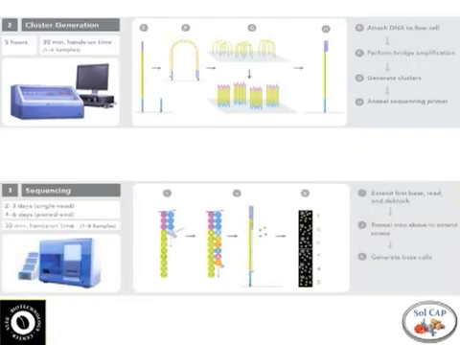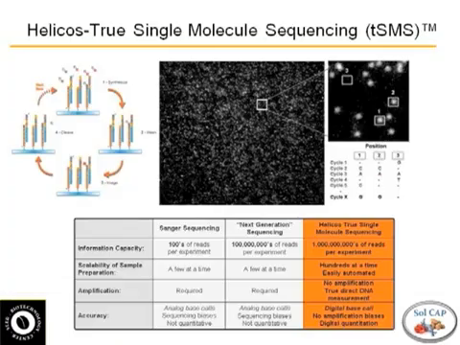Instead of looking at things one base at a time, they add all the bases at once, but each base has a different fluorescent tag on it. Based on the color of that tag, you can tell what base was added at each cycle. The more cycles you do, the longer your sequence, within a limitation, and I'll show you those limitations later.